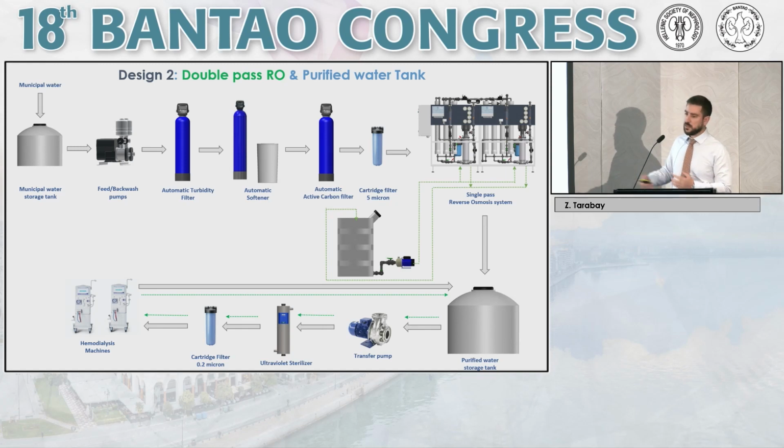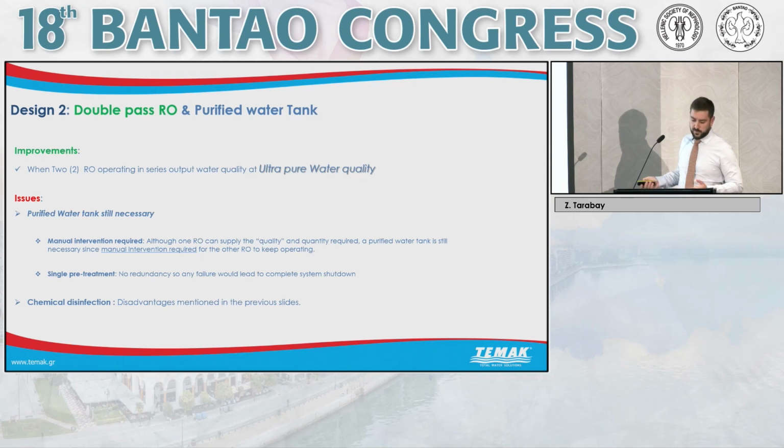Chronologically, the next step in the design was essentially as we saw previously, but what we had was 2 ROs in series. The improvement here essentially is only the fact that we have 2 ROs in series, so we were producing ultra-pure water quality. So we covered the issue that we faced with the fluctuating feed water quality.